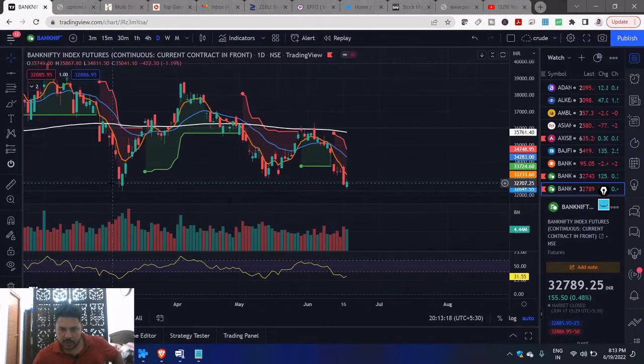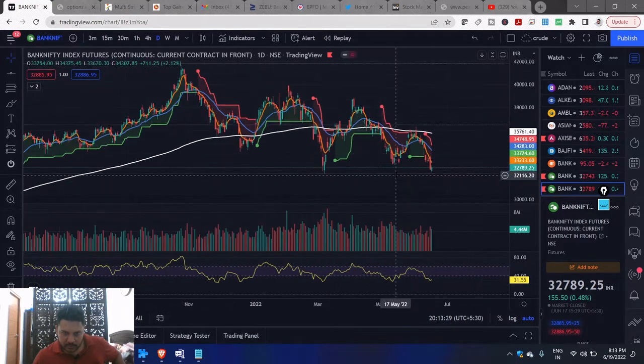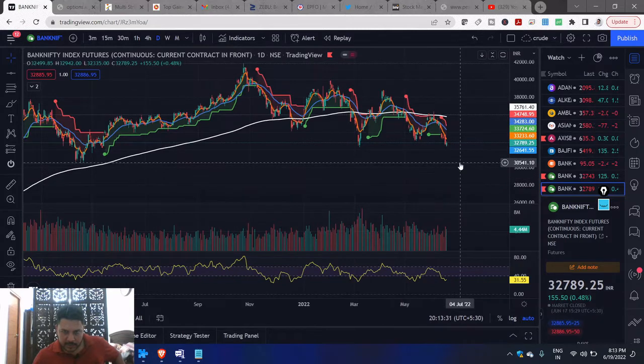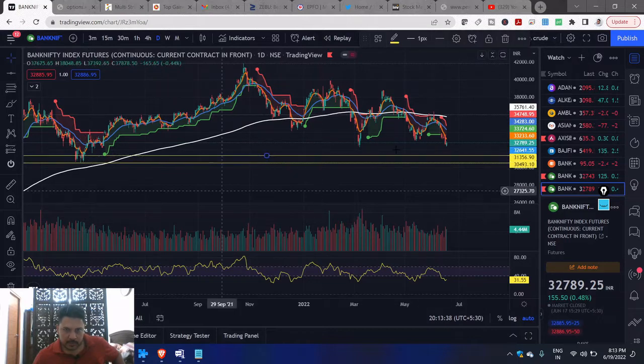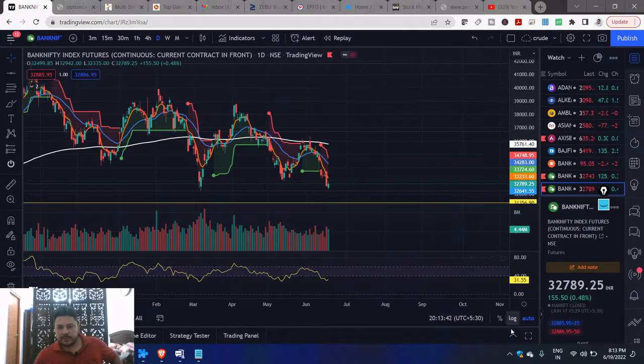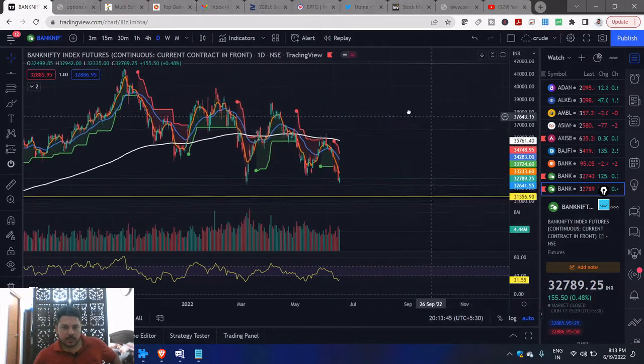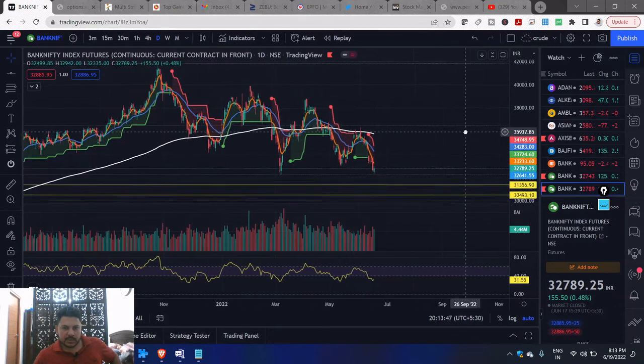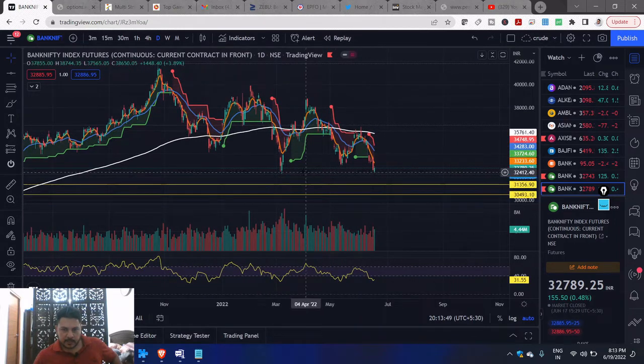It looks weak, and nothing is so positive about the overall global economy, so we can expect it to break below this level. If it breaks, then definitely there will be one more big candle, and the price can come till this level. This is another level which I'm marking. This can be the next zone for Bank Nifty. So this is what it is suggesting at this moment.